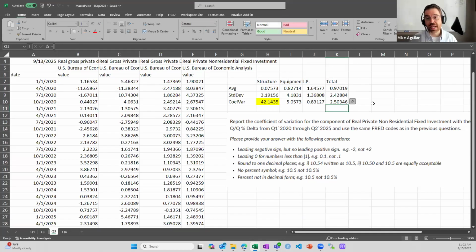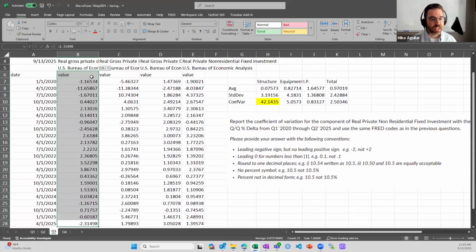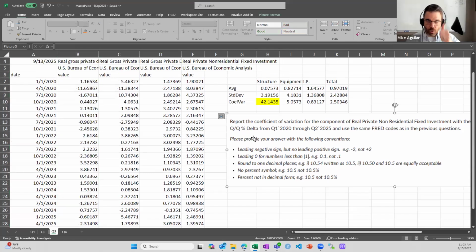All right, so which one has the largest coefficient of variation? Oh my goodness. Structures are ridiculous. If you just take a look at the swings that they have relative to the average, it's quite a bit more dramatic than the others. All right, hope that helps.